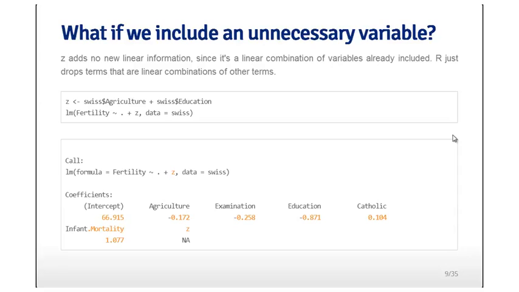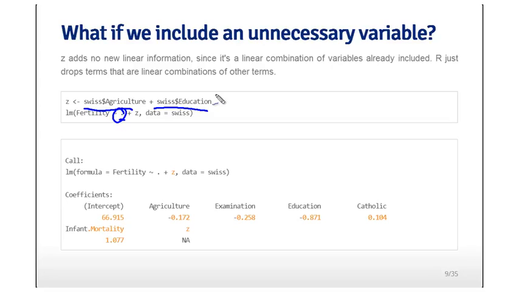So let me show another little fact so you know why these things pop up. What if I include not just an unnecessary variable, but a clearly unnecessary variable? The information from the variable agriculture is already, of course, contained in the model. Consider the model where we put in everything. But imagine if I created a new variable Z that is just the sum of agriculture and education. And clearly Z can't add any new information in this model.